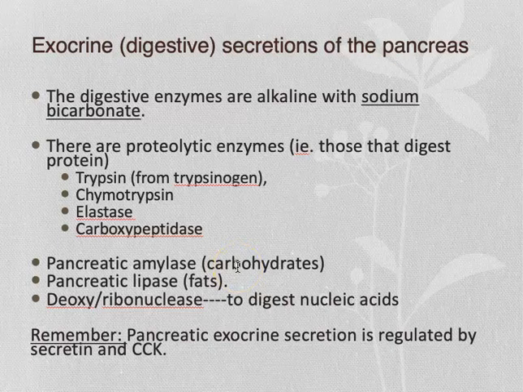The bile from the liver and the gallbladder is going to help break up these fat pieces into smaller pieces, and then this pancreatic lipase will do the chemical digestion part and break them down into the smaller components. There's also enzymes that break down DNA and RNA. So there's deoxyribonuclease and then simply ribonuclease. And then again, just remember pancreatic secretion is being regulated by secretin and CCK.